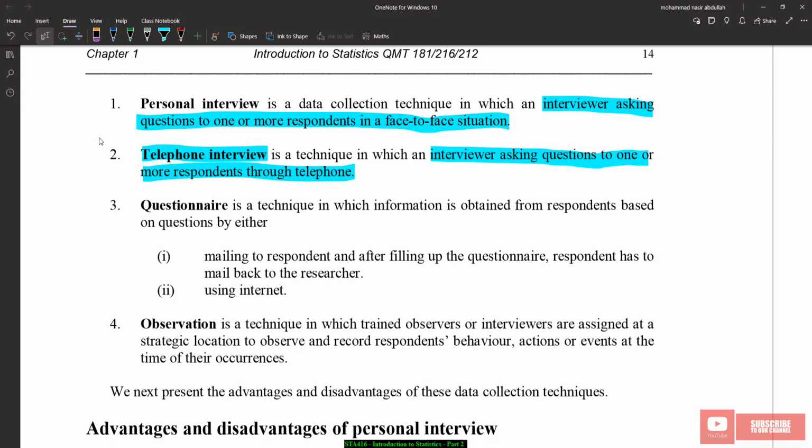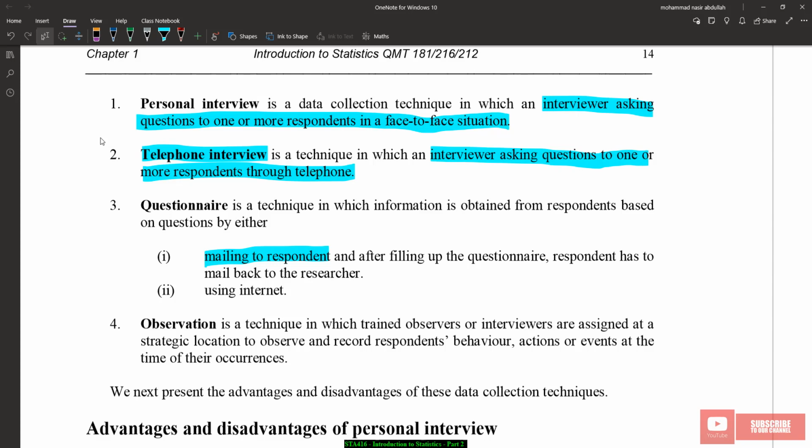Questionnaire is a technique in which information is obtained from a respondent based on questions. So you already have a questionnaire. You either mail it to the respondent, or you meet the respondent and ask them to fill up the questionnaire, or you just give a Google Form or Survey Monkey, there are many platforms available now, you give it to the respondent to fill in. So this is what we call the questionnaire data collection method.